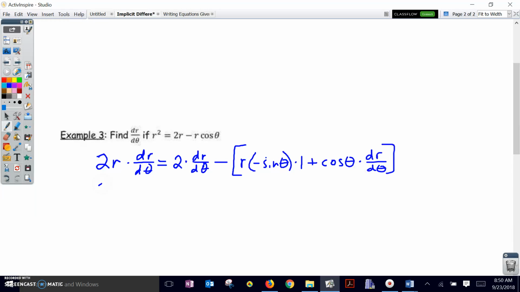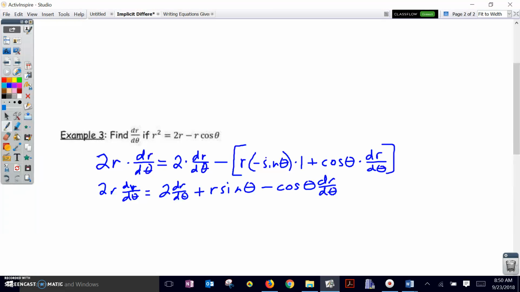And now I will distribute. 2r dr d theta equals 2 dr d theta minus r times the negative sine of theta, which is going to be plus r sine of theta, minus cosine of theta dr d theta.